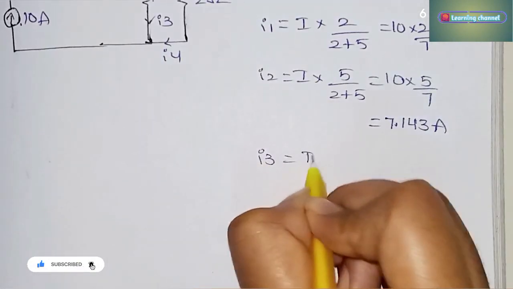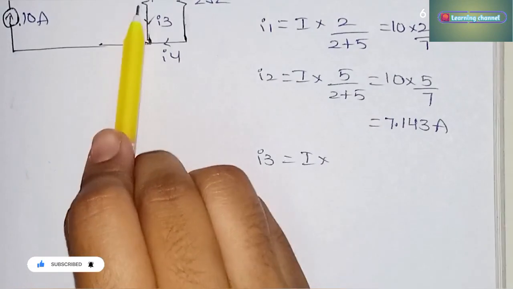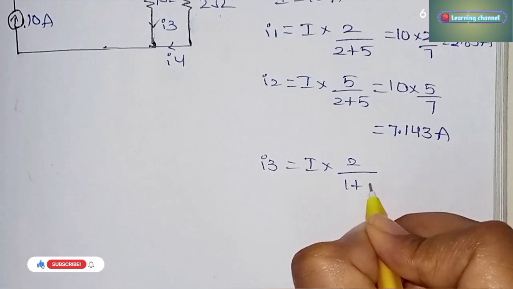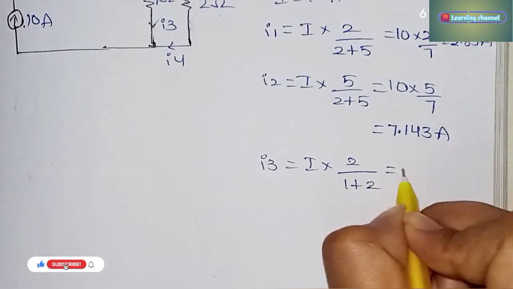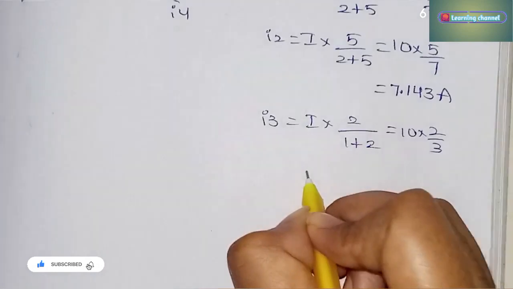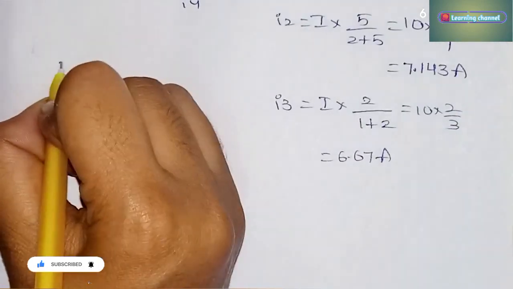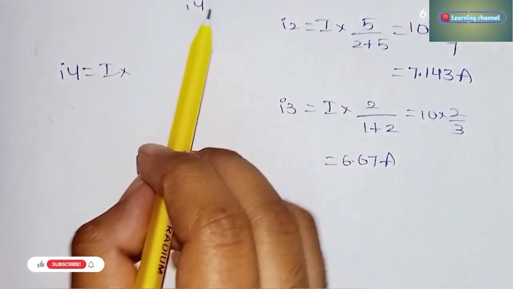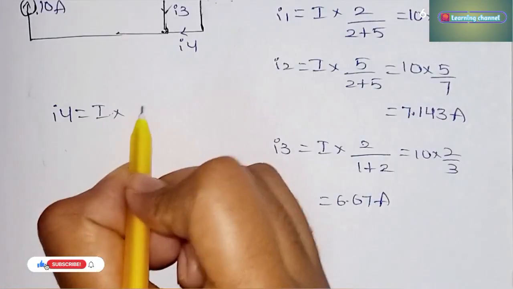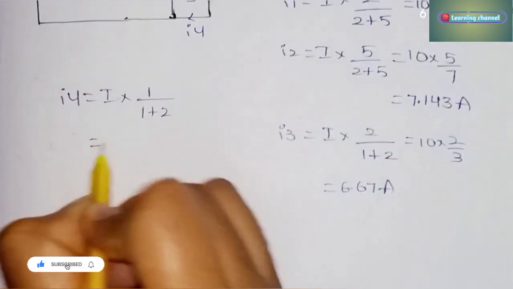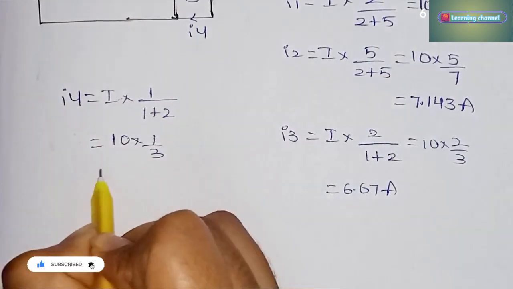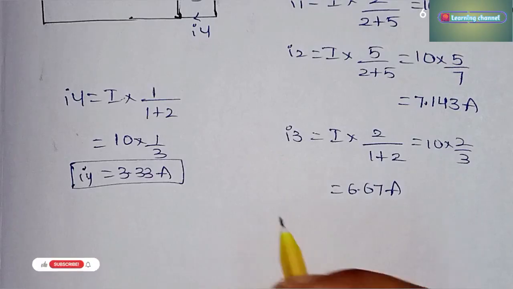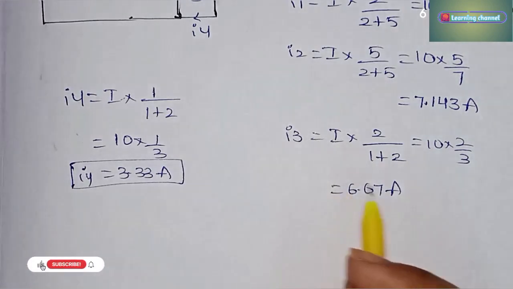The I3 value is I into the opposite resistance. Here for I3 the opposite is 2, by the two resistances added, 1 plus 2, that is 10 into 2 by 3, equal to 6.67 amps. And the I4 value is I into the opposite resistance to the I4 current, which is 1, by 1 plus 2. That is 10 into 1 by 3, 3.33 amps. So these are the values of I1, I2, I3 and I4.